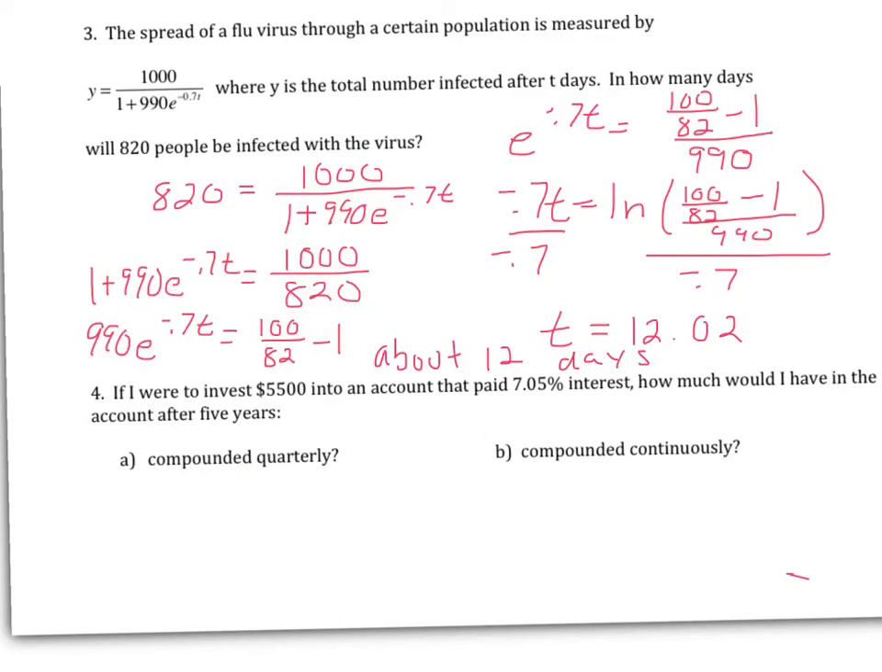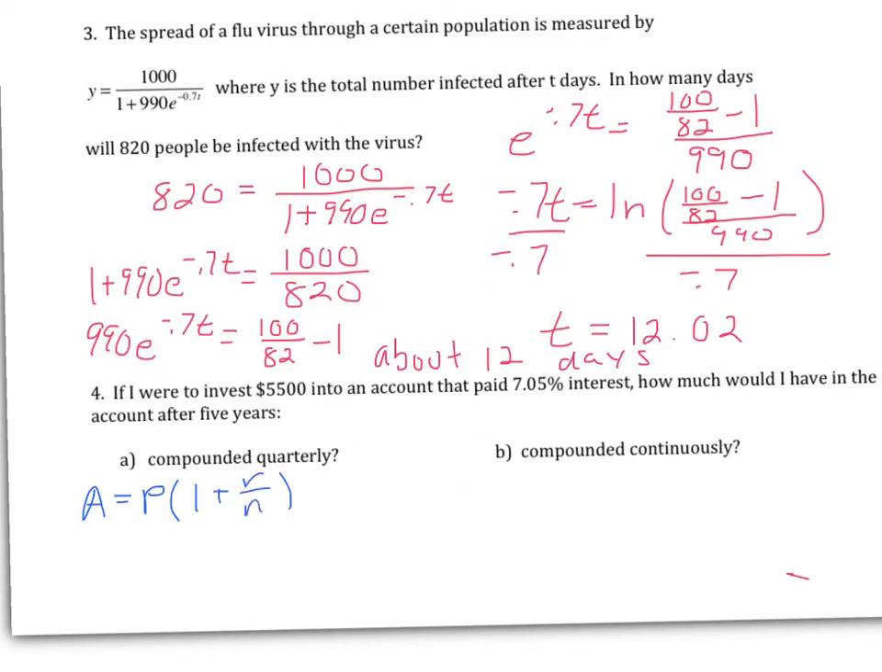For number 4, we are investing $5,500 into an account that pays 7.05% interest, and we want to know how much money we'll have in the account after 5 years if interest is compounded quarterly. So for the test, we need to memorize the equation A equals P times 1 plus r over n to the nt.